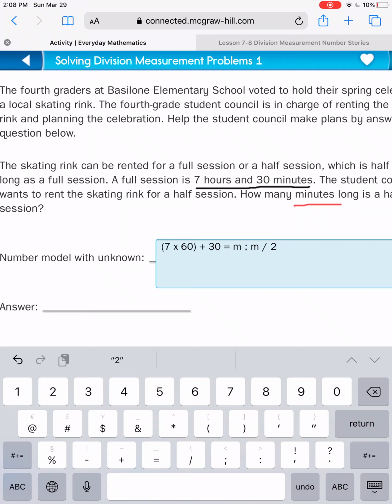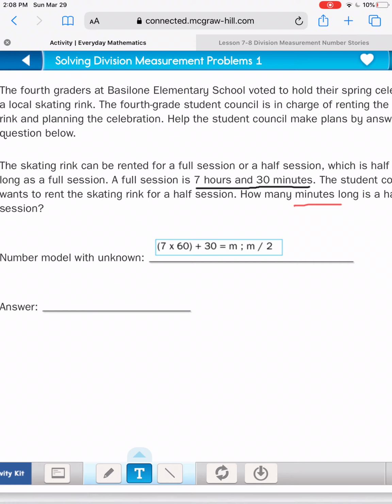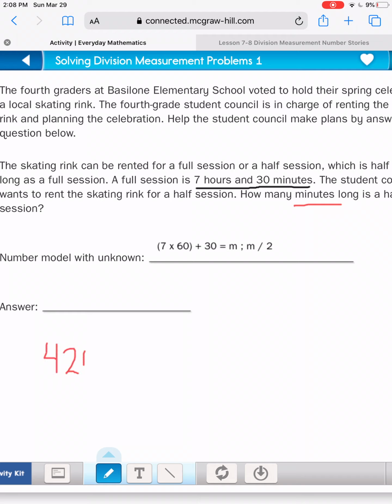So to solve this problem, we are going to first solve for what is inside of our parentheses. And that is 7 times 60. So I know that 7 times 6 is 42. So that means 7 times 60 is 420. And then I am going to add 30, and I get a total of 450 minutes. And that is how long a full session is in minutes.